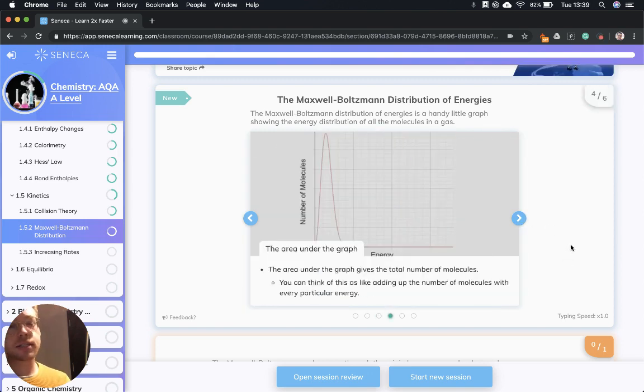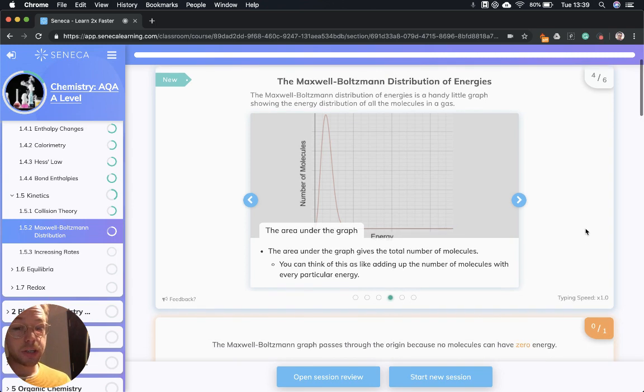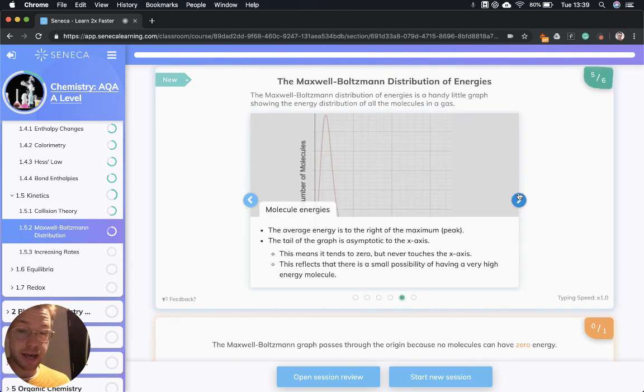The area under the graph gives the total number of molecules. You can think of this as adding up the number of molecules with every particular energy. The average energy is to the right of the maximum peak.